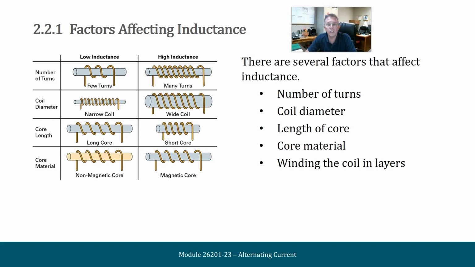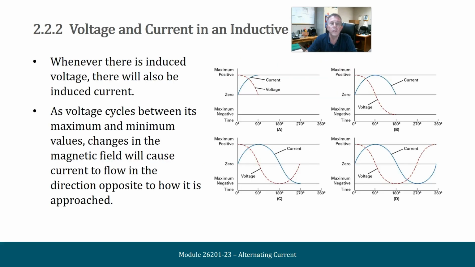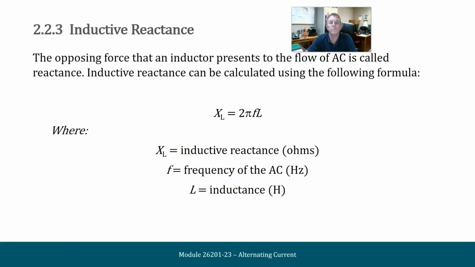Factors affecting inductance. There are several factors that affect inductance, such as the number of turns in the coils, the coil diameters, the length of the core material, or the winding of the coil in layers. Whenever there is an induced voltage, there is also an induced current. As voltage cycles between its maximum and minimum values, changes in the magnetic field will cause current flow in the direction opposite to how it is applied.